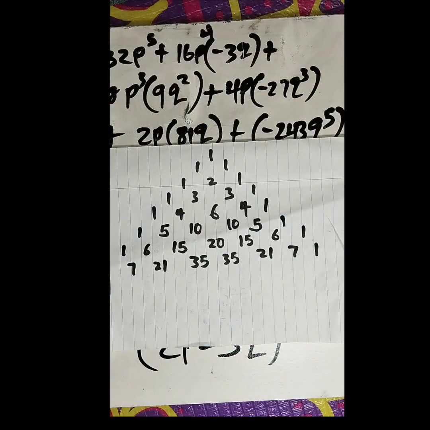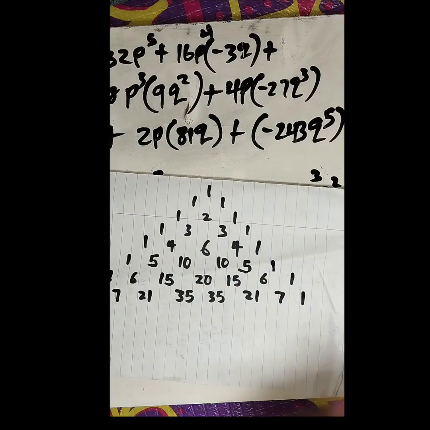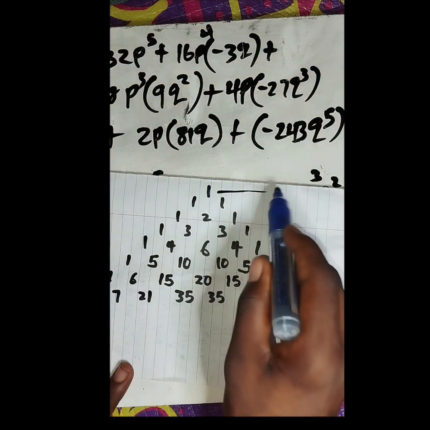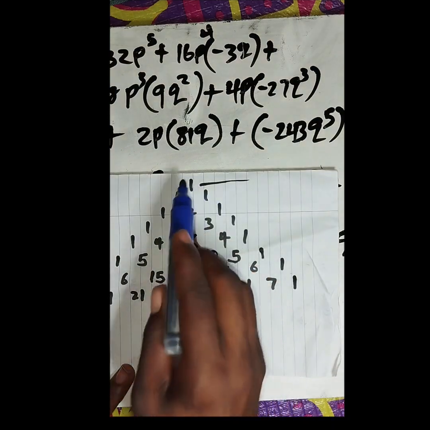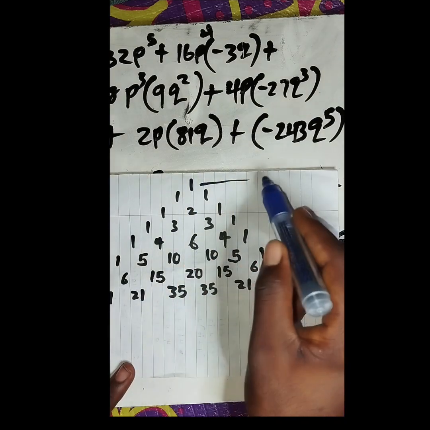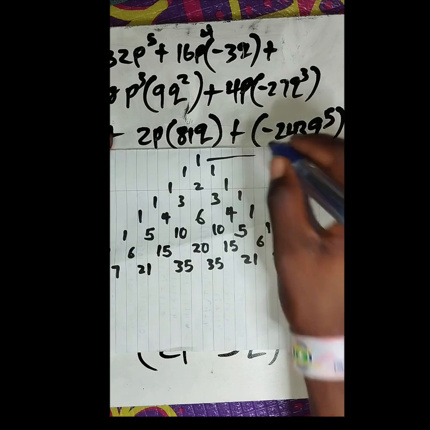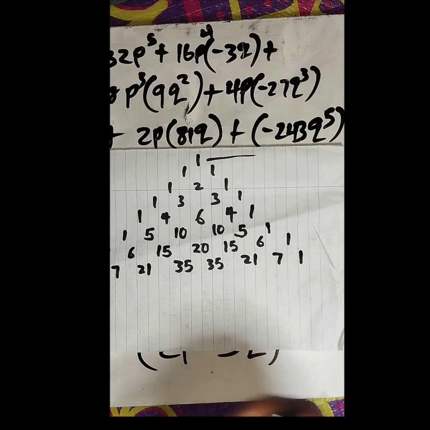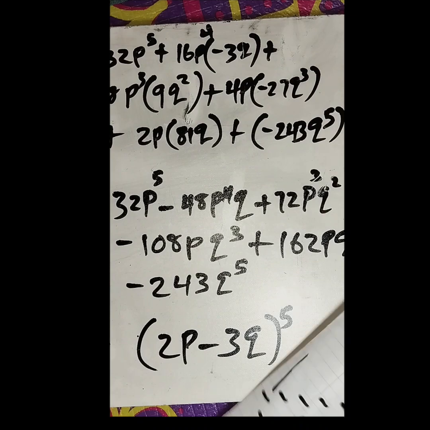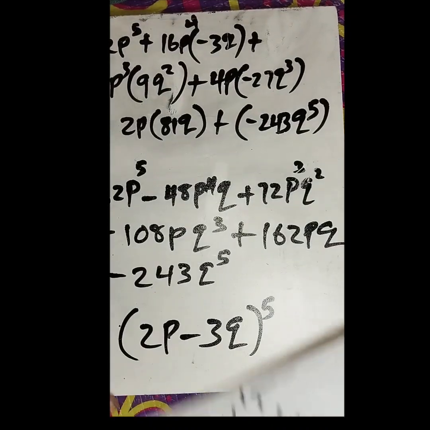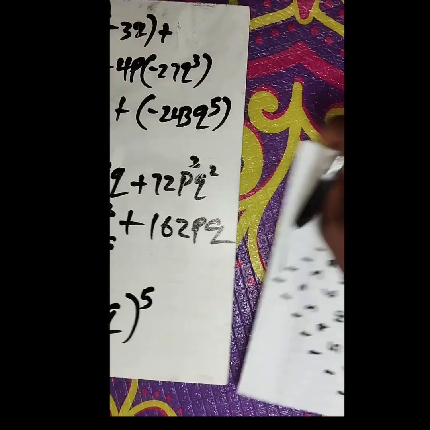Now, let me show you the first level. This is your first level. You have 1. Sorry, this is your 0th level. I call it 0th level. Okay, let me just use a pen here. I call this 0th level.